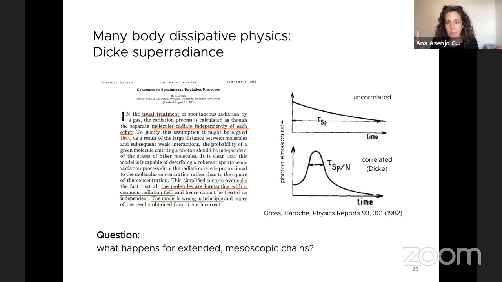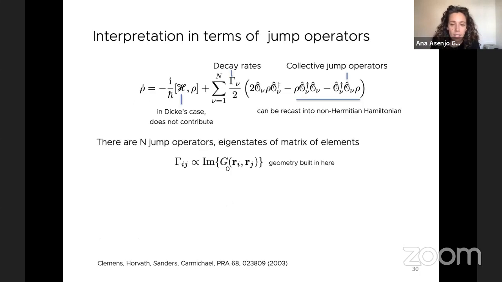Actually, Vicky was very smart in choosing a problem that one can solve exactly. In the case of a 1D array, this is not the case. So to do this, I'm going to change the picture a bit. I'm not going to talk anymore about the single excitation subspace or the non-Hermitian Hamiltonian and so on. I'm going to really harness the full density matrix.